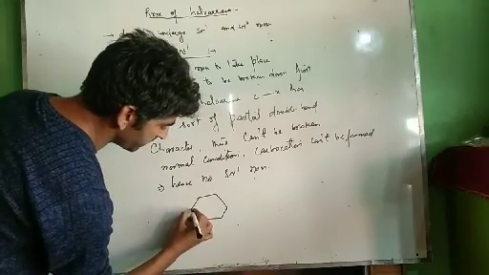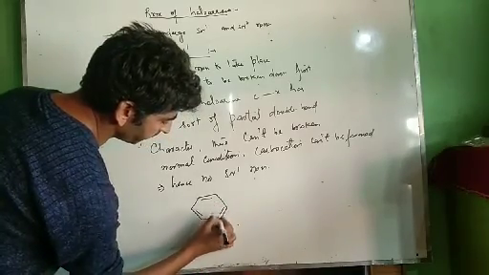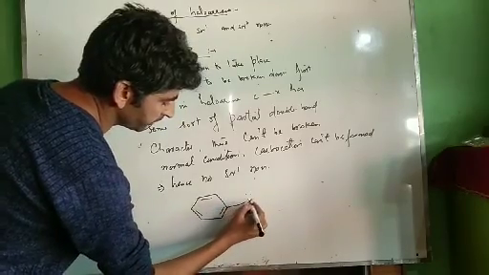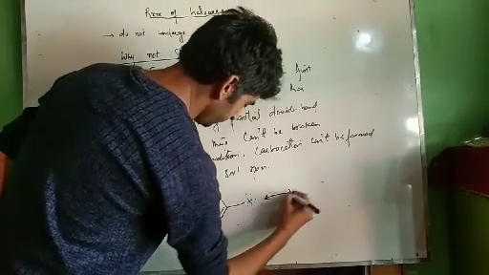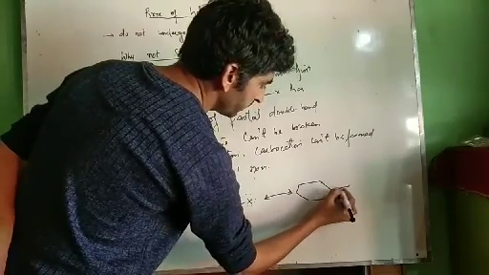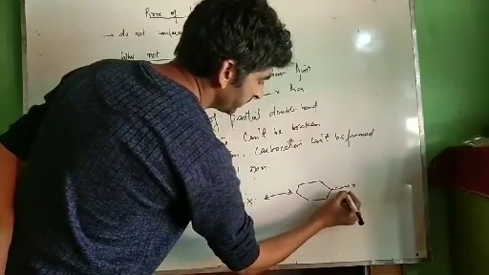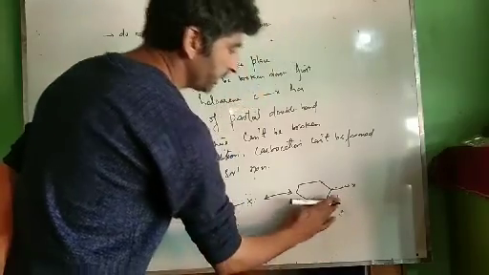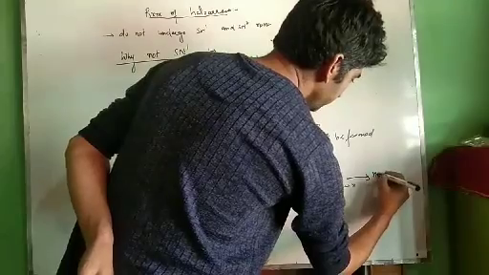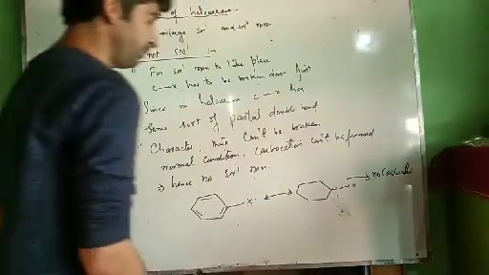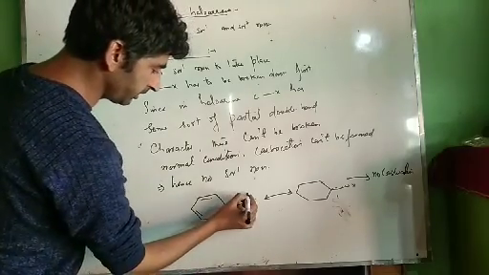You can show it like this. This is our haloarene, attached to halogen. Now this bond has some partial double bond character, meaning it is in resonance with this species. It has some sort of double bond character. Therefore, we cannot break down this bond. We cannot get carbocation. No carbocation. Carbocation formation is the primary condition for SN1 reaction to take place.